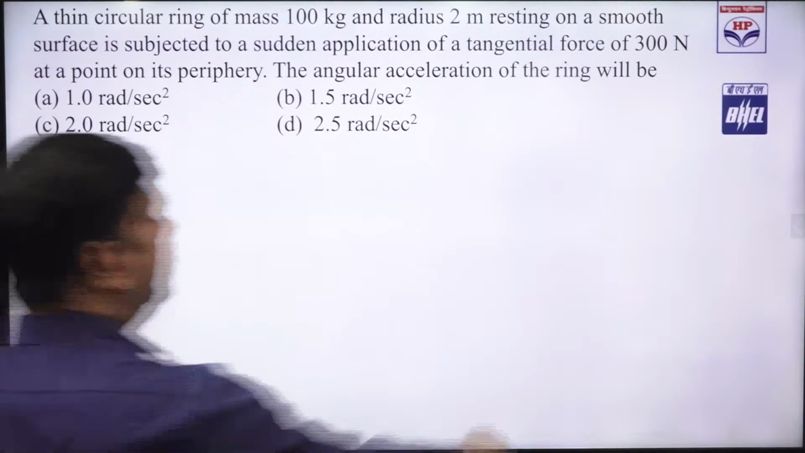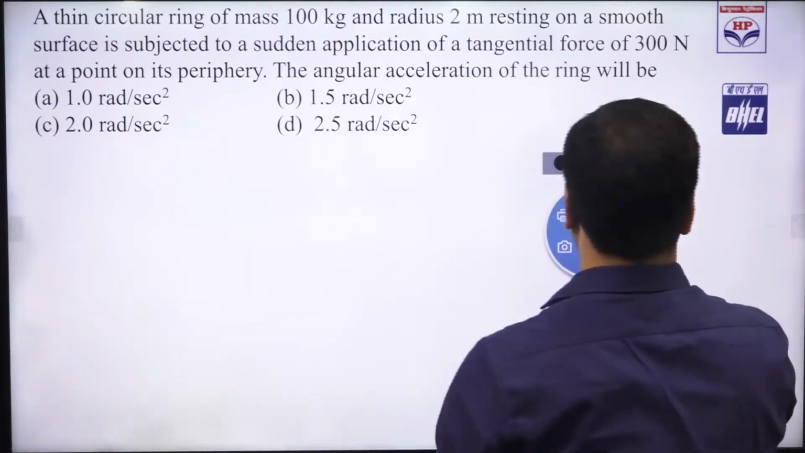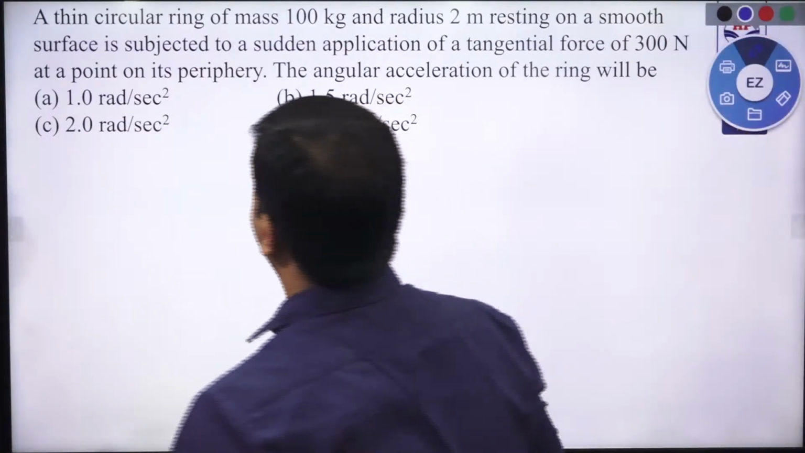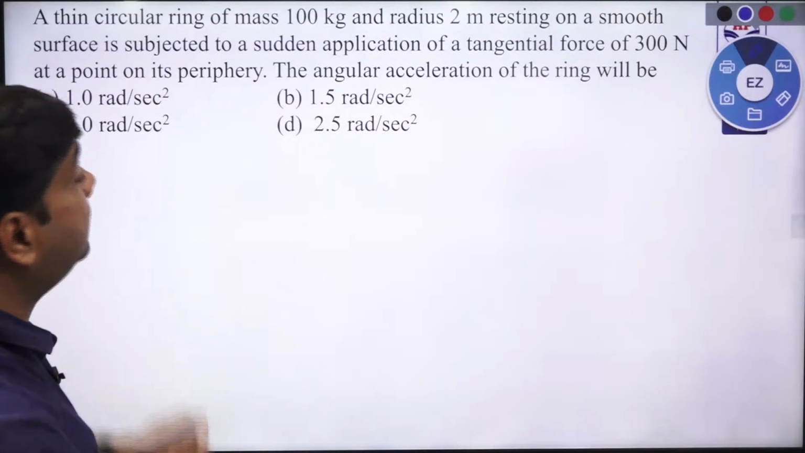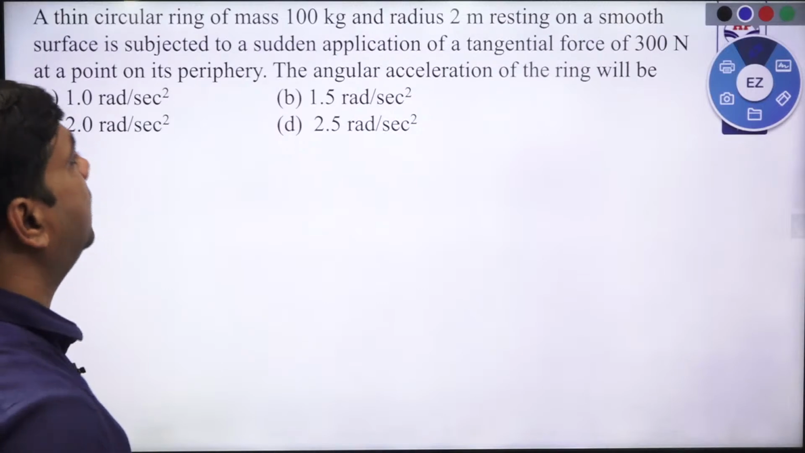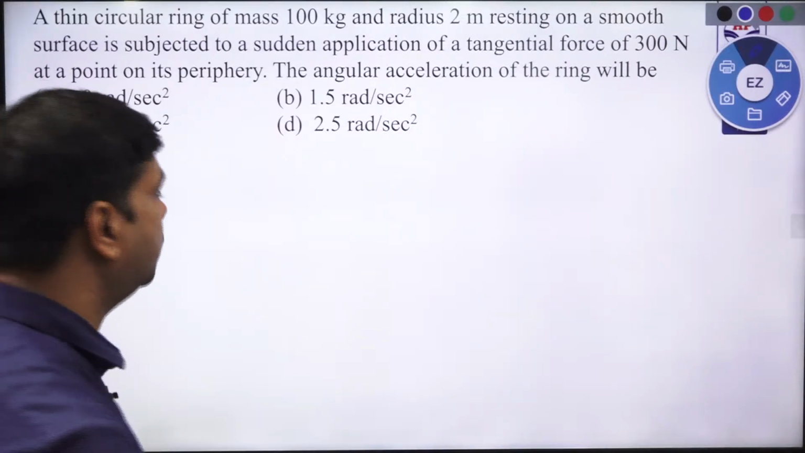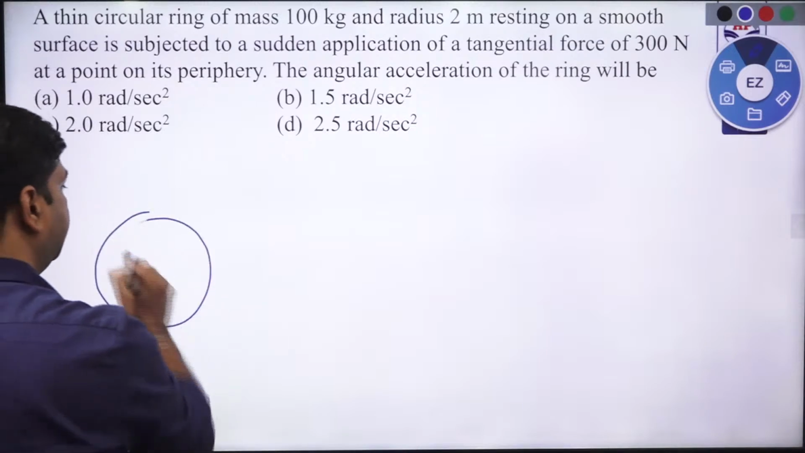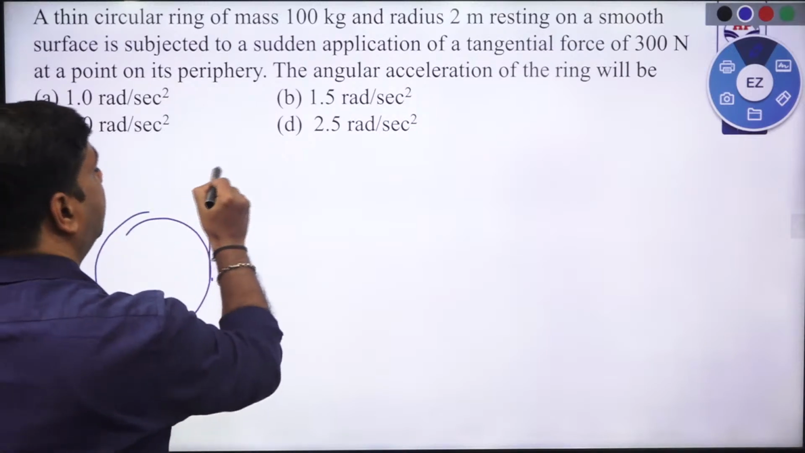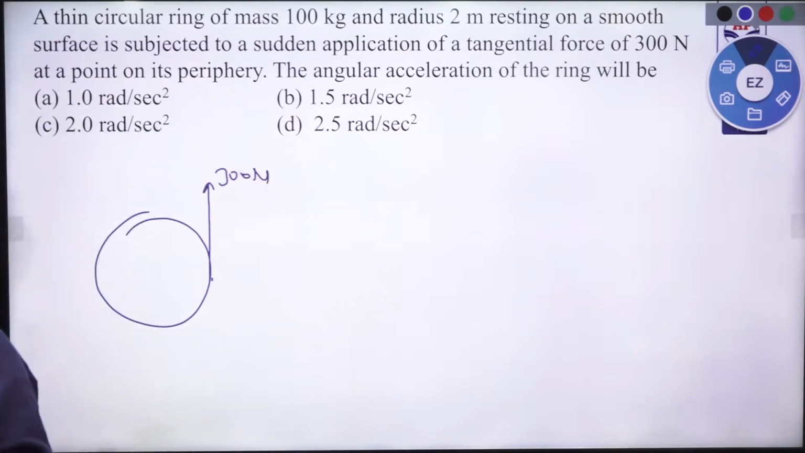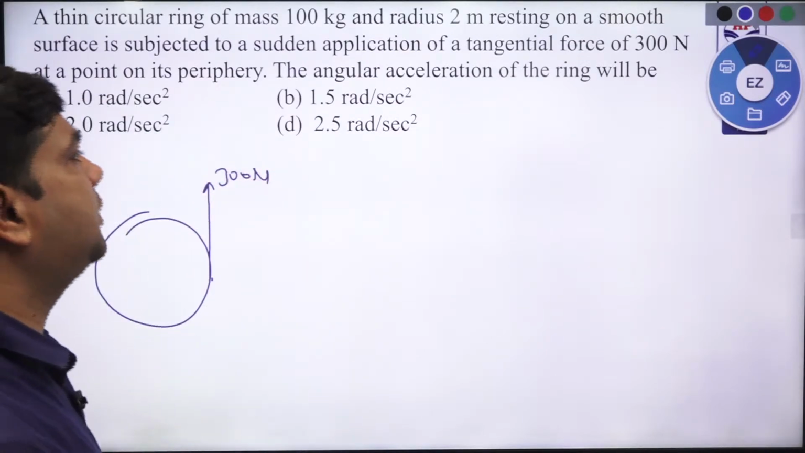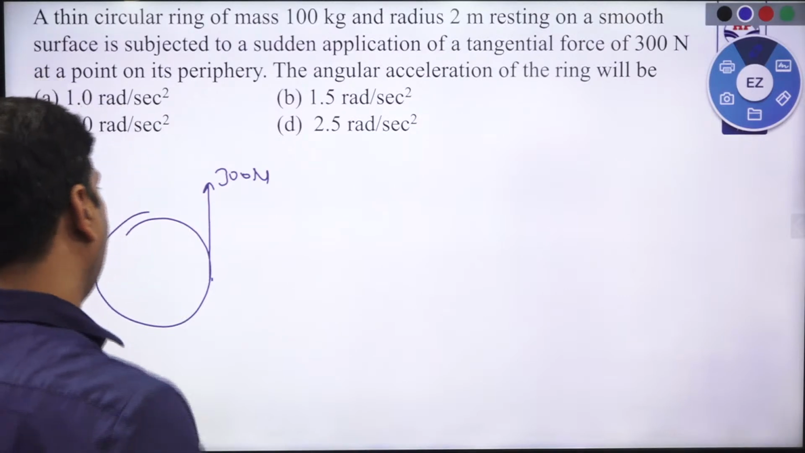So the question is saying that a thin circular ring of mass m 100 kg and a radius of 2 meter, resting on a smooth surface, is subjected to a sudden application of a tangential force of 300 Newton at a point on the periphery. The angular acceleration of the ring is, as I know, this is just asking the angular acceleration.